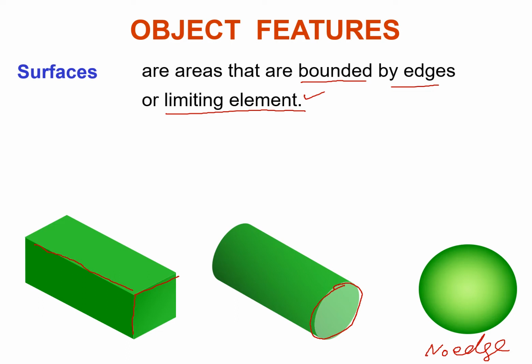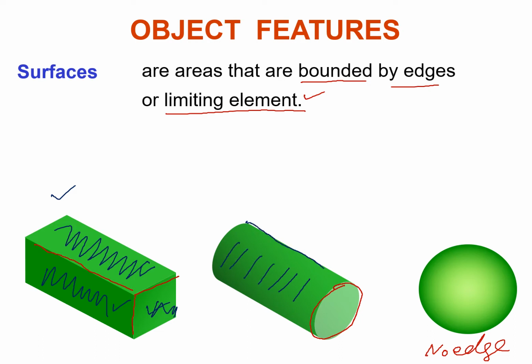So surfaces are areas that are bounded by edges or limiting elements. In the prismatic case, we had clear edges and we had clear surfaces like this. So we can say that this was our surface, this was our surface, and this was our surface. Then in the circular case, we do not have a clear edge that is representing this lateral surface. So what we will do is define a limiting element for it that actually bounds this surface.